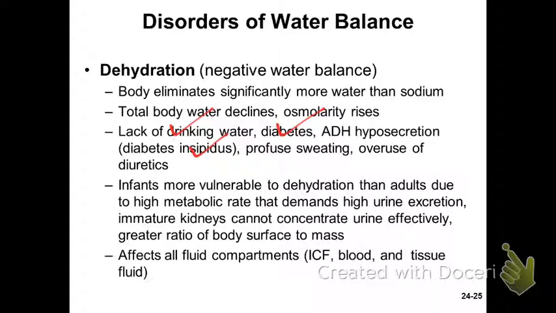Again, infants are far more vulnerable to dehydration than adults simply because they have a higher metabolic rate. Therefore, they need more control of getting rid of those metabolic acids. But their kidneys are not as good at concentrating urine. And so there's just a lot of reasons why infants are more prone to dehydration than an adult. And dehydration is going to affect all fluid compartments across the entire body would be lacking.